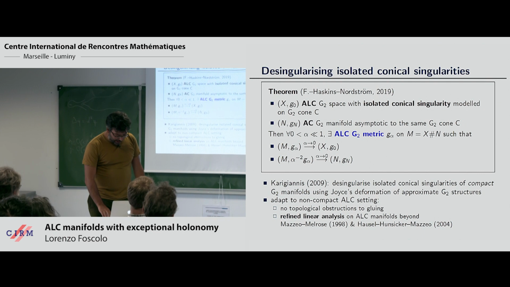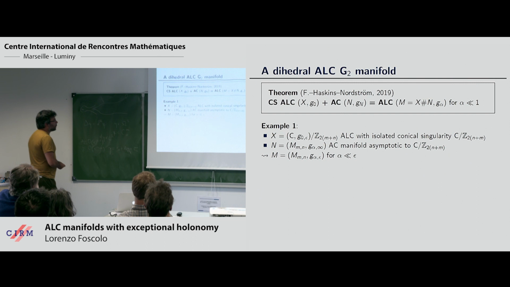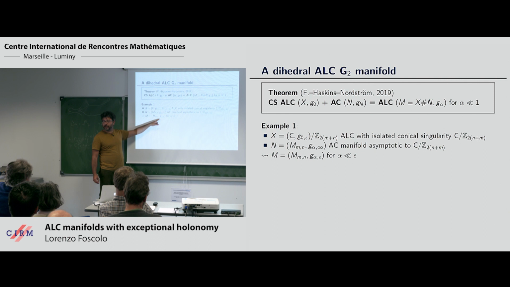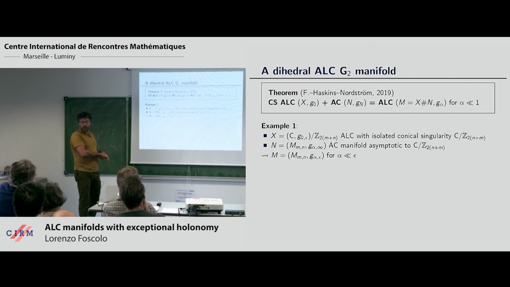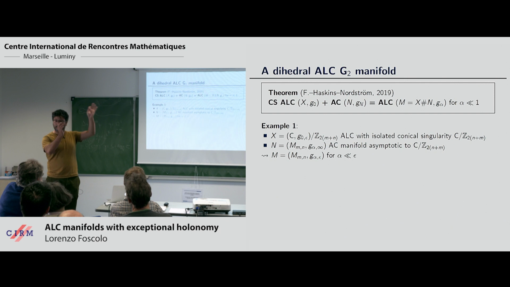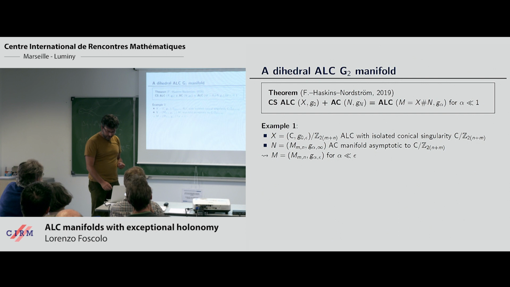Then let's see how to apply this. An obvious way to apply it is to reconstruct the family whose existence we already know, this G alpha epsilon. You have your ALC space with an isolated conical singularity, and an AC manifold asymptotic at infinity to the same cone. We glue them together and get some ALC space, in the limit where alpha is very, very small. This is nothing new. It's like getting the Gibbons-Hawking metric from gluing cyclic ALE space to quotients of Taub-NUT, which is a bit ridiculous. But we can use this to get dihedral ALC G2.